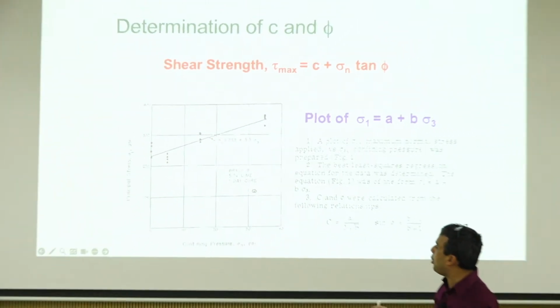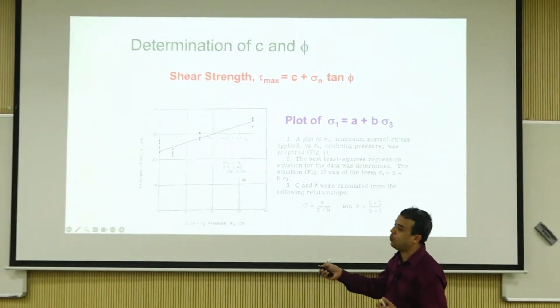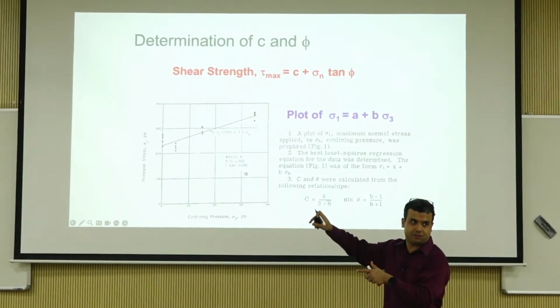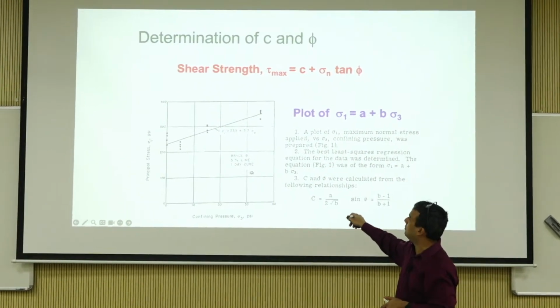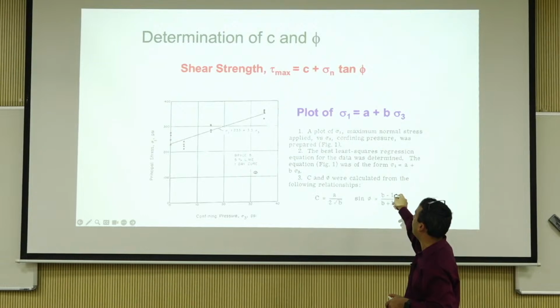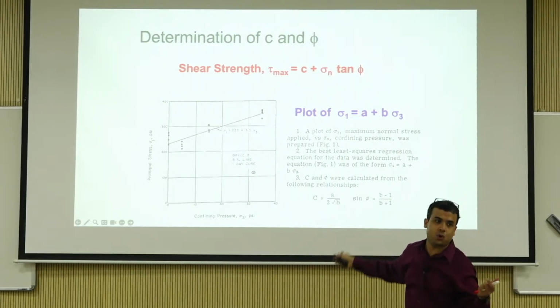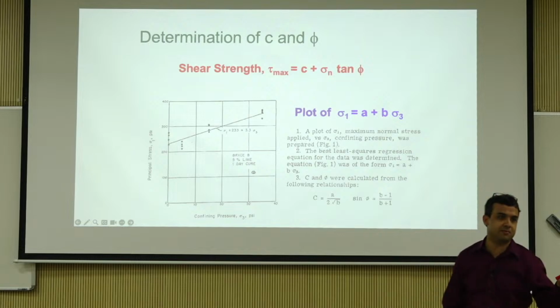If you just plot sigma 3 versus sigma 1 at failure for each test, and then you fit a straight line of the form a plus b sigma 3, which is basically y equals mx plus c or mx plus b, whatever.